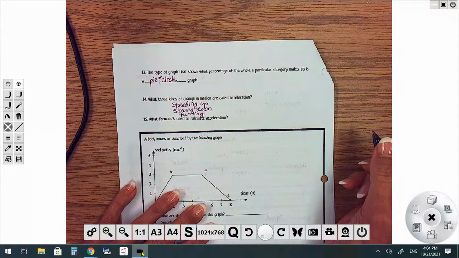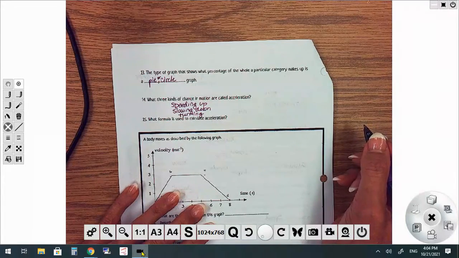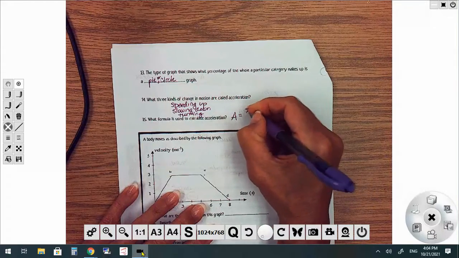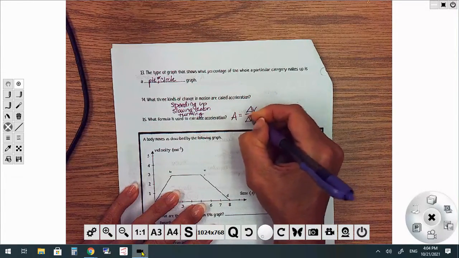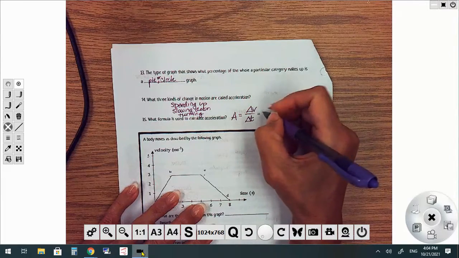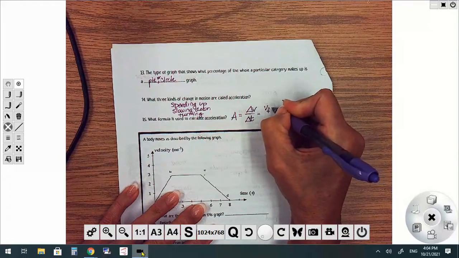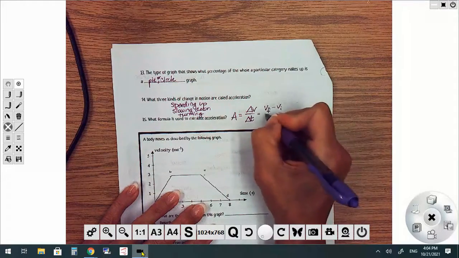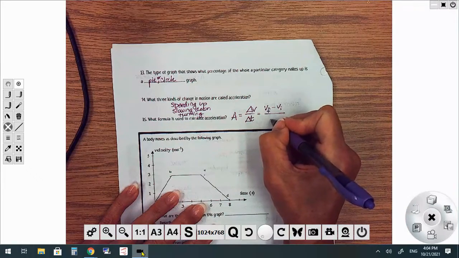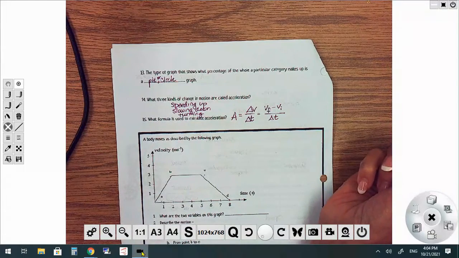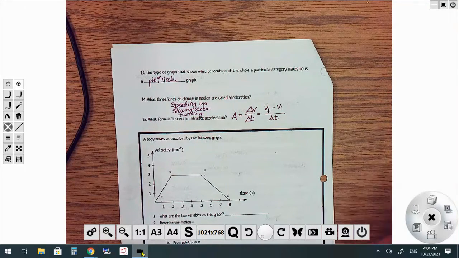And then what is the formula that we used to use to calculate acceleration? Acceleration is change in velocity over change in time. And we can say a change in velocity could be also written out your final velocity minus the initial velocity over that total amount of change in time. That's all for this section.